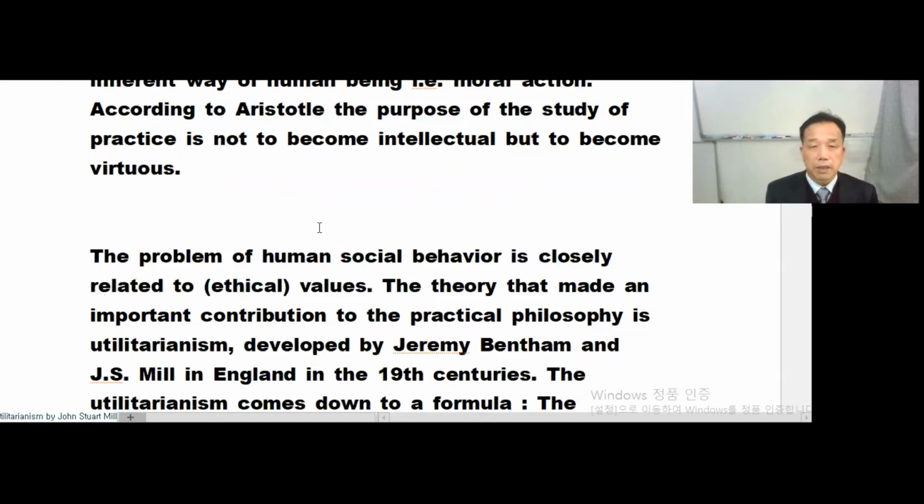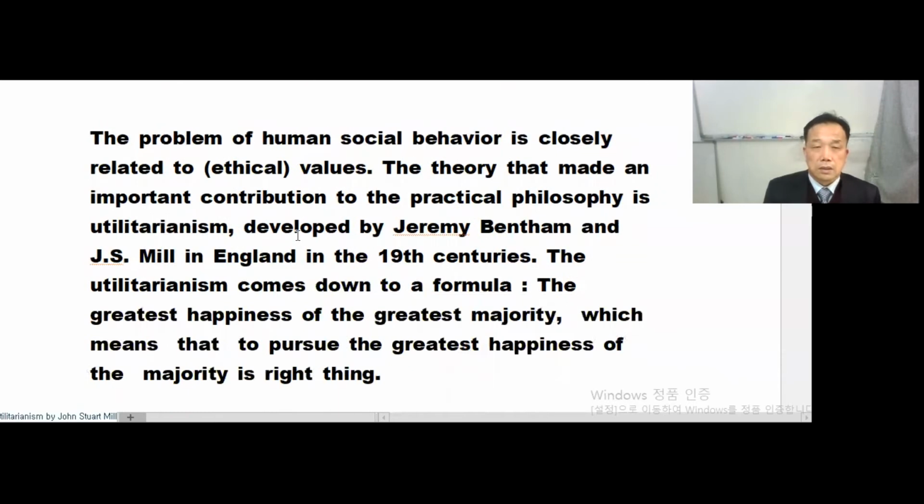The theory that then made an important contribution to practical philosophy is utilitarianism, developed by Jeremy Bentham and J.S. Mill in England in the 19th century. Utilitarianism comes down to a formula, the greatest happiness of the greatest majority, which means that to pursue the greatest happiness of the greatest majority is the right thing. It is ethical.